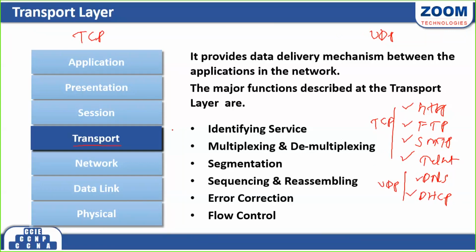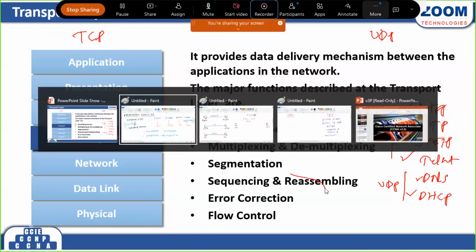So what will the transport layer do? On a user request, it checks whether your requested service is under TCP or UDP. Then what is the difference between TCP and UDP?